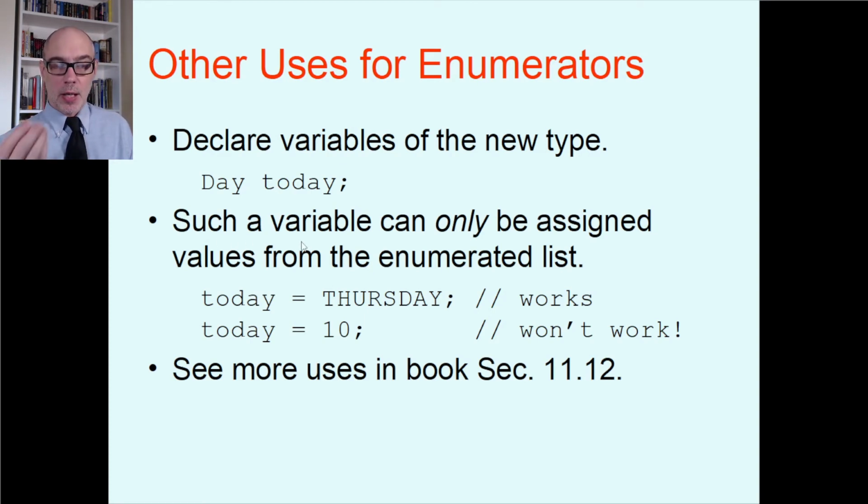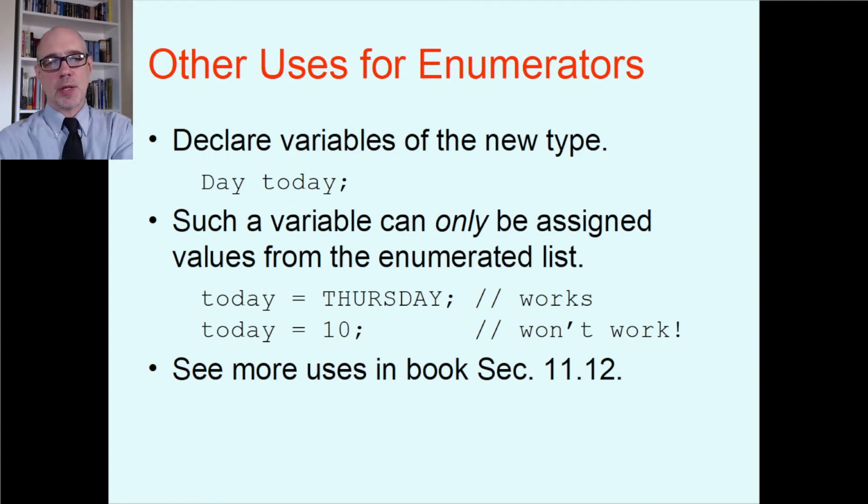So to be clear, you get a safety feature here, because such a variable can only be assigned values from the enumerated list. So I can set today to Thursday, and that works. But if I try to set today to the number 10, even though I know mentally that behind the scenes it's really an integer, the compiler won't permit that. So you get this extra safety feature whereby if I have a day variable, it can only receive one of those enumerations, specifically Monday, Tuesday, Wednesday, Thursday, or Friday. That's it. Even if you try to set today equal to 3, that won't work either. You've got to write the specific enumeration name.